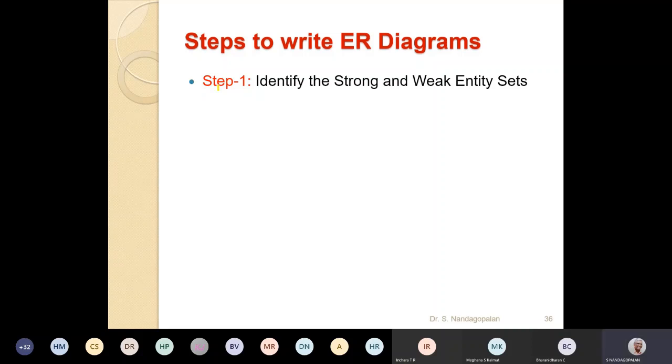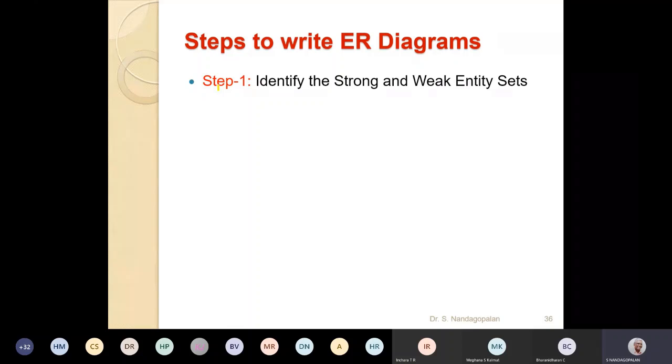So you have to decode the English statements given by the client in order to write your ER. You have to map those requirements onto it. I have assumed that you have understood the requirements thoroughly. Once you have understood, don't worry, I will take a few examples also and follow these steps so that you can adopt the same strategy when you get a new problem. So step 1 is identify strong and weak entities.